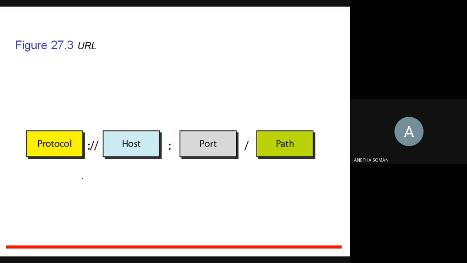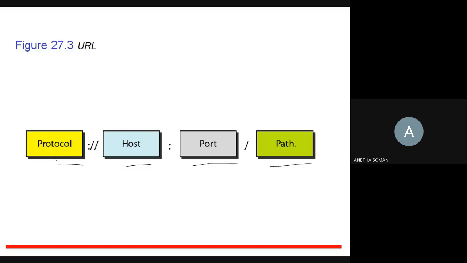So the URL is a standard for specifying any kind of information on the internet. Now, four identifiers are needed here to define a web page. The first one is the protocol. Then you have the host part, you have the port number, and you have the path.